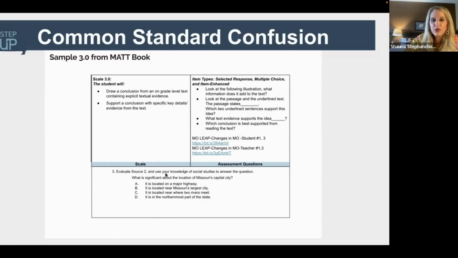It says, evaluate source 2 and use your knowledge of social studies to answer the question. What's significant about the location of Missouri's capital city? Well, I don't think any of us would have come up with that. They're actually using this standard, drawing conclusions in a nonfiction text. If you double clicked on that, you would see they're having kids read a map, and it doesn't explicitly tell them what's significant. They have to notice that there are some rivers running next to it.